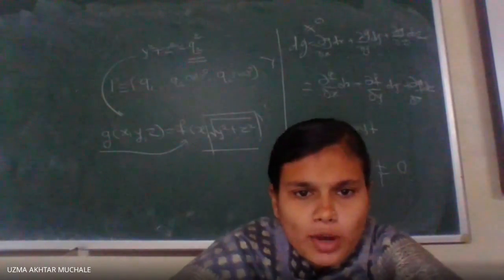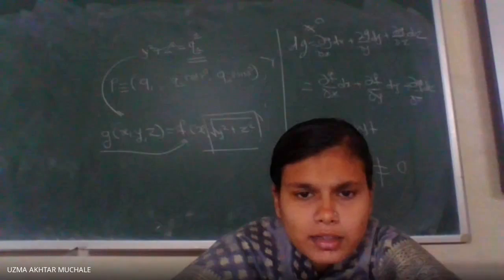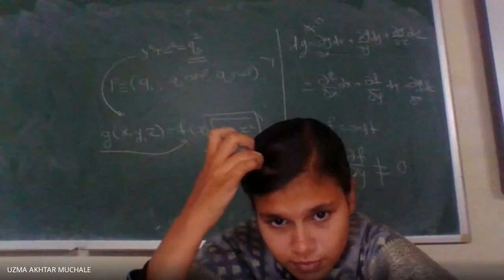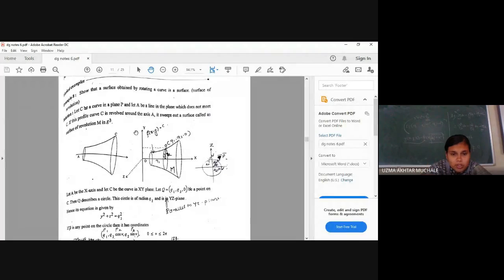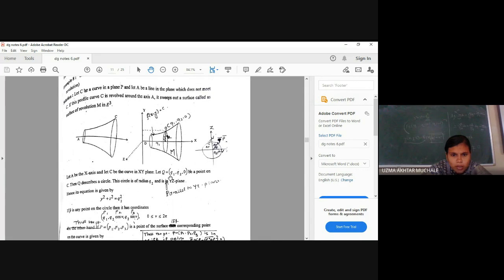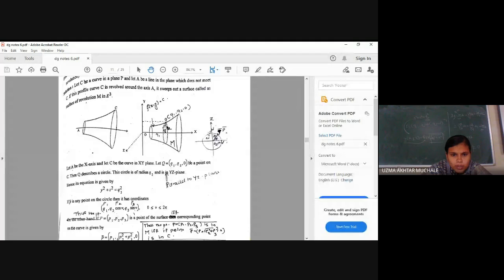Show that a surface obtained by rotating a curve is a surface. We have an equation of a curve, and we have to rotate it. Yes, everyone able to see the screen? Yes, ma'am. Now this curve we have revolved about the x-axis. If I revolve a point, the object we get is a circle. If I revolve the whole curve, it will be a geometric object. Later we will verify whether this is a surface or not.